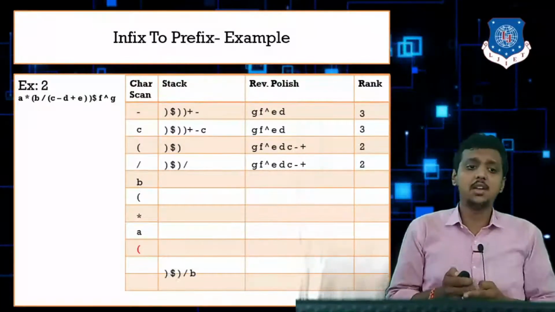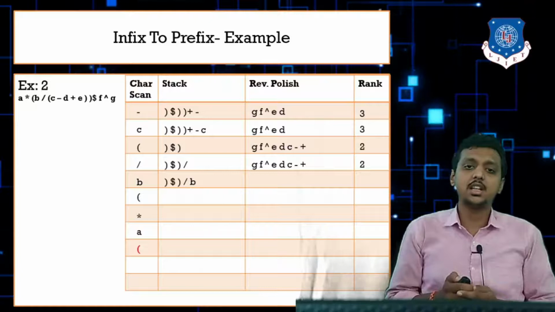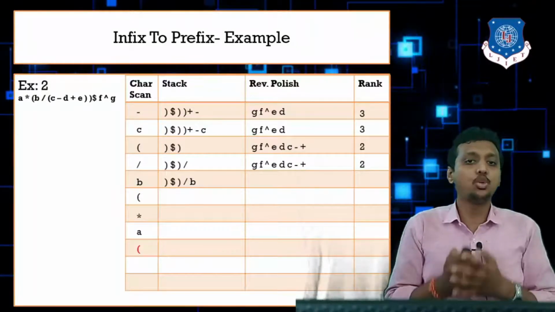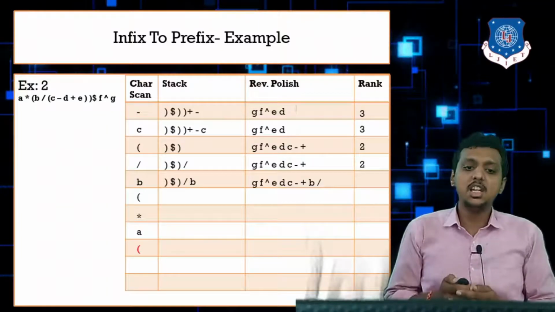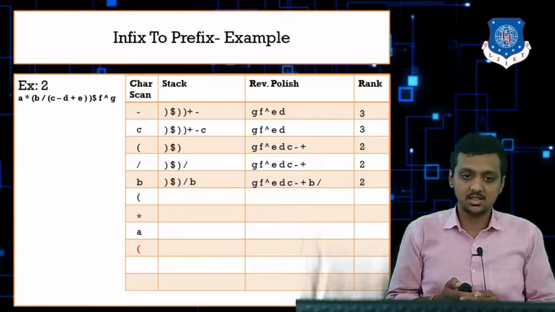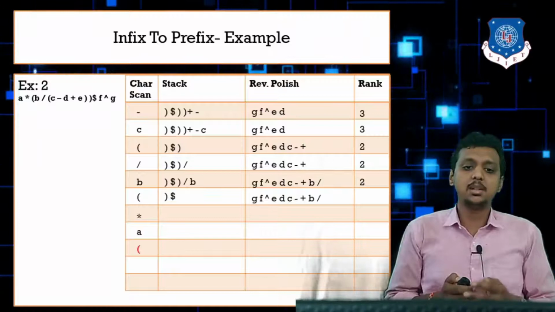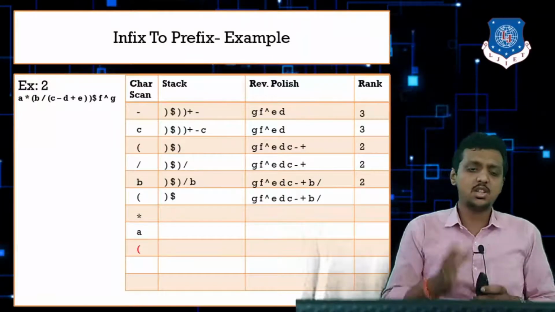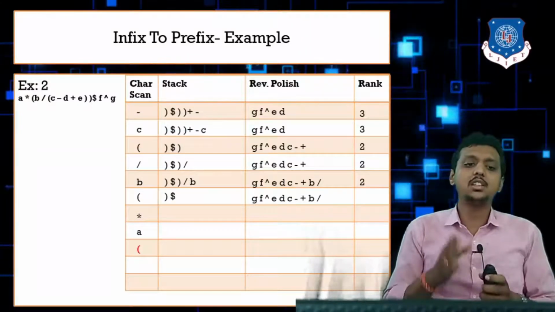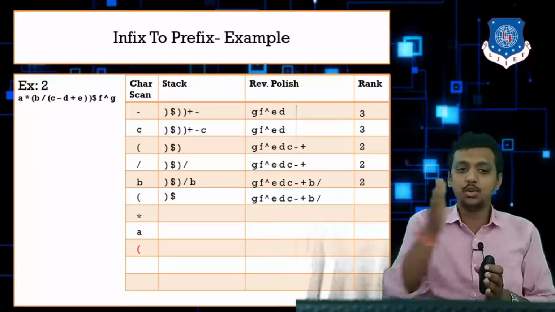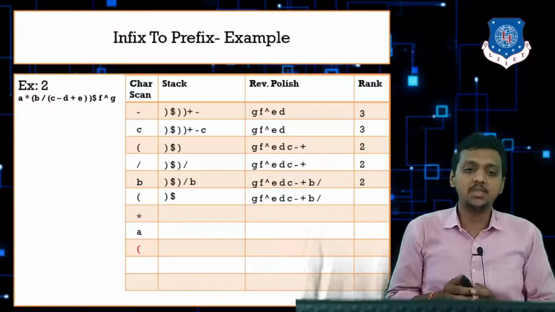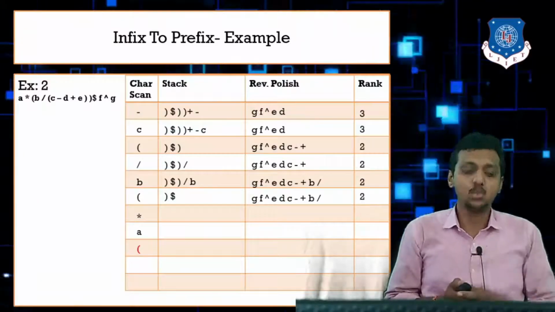Then students, we have B. What to do with a character? Obviously when we get a character we just push it inside the stack. So B is pushed inside the stack, with reverse polish and rank as they are. So just check it out. Once you get the opening bracket, you need to remove B and minus from this and append them to the reverse polish. So rank becomes 2.